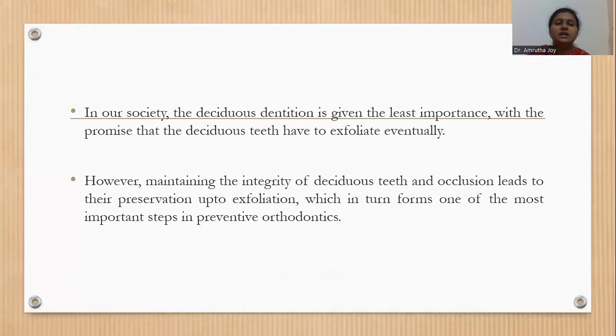In our society, the deciduous dentition is given least importance because the deciduous teeth have to exfoliate eventually and the permanent dentition will come. But maintaining the integrity of deciduous teeth and occlusion up to exfoliation forms one of the most important steps in preventive orthodontics. That is, if a primary tooth is lost earlier, it will lead to crowding as well as loss of arch integrity.